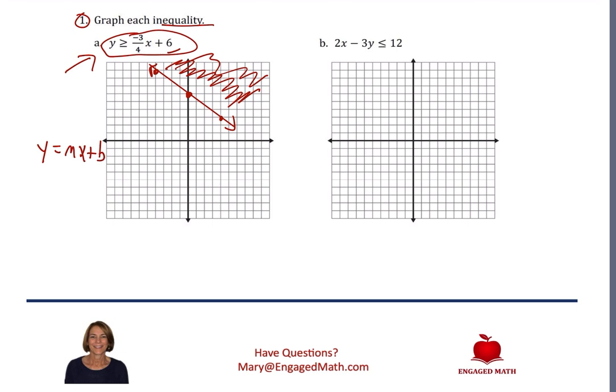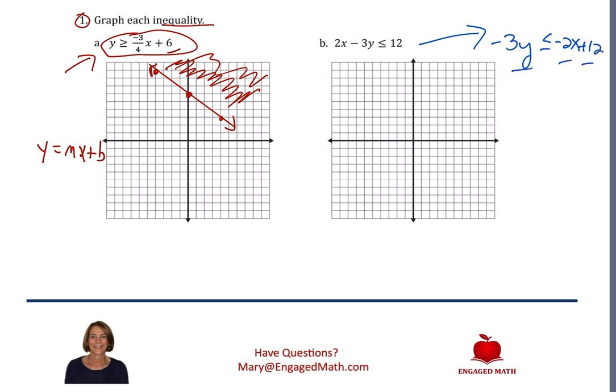Okay, the next one we can do a little bit faster for the graphing, but we do have a little bit more work at the beginning to get this into y equals mx plus b form. By the way, we could also graph this one by using intercepts. I'm choosing to graph it by rewriting it in y equals mx plus b form. So I have negative 3y is less than or equal to... I'm going to move that 2x to the right by subtracting it from both sides. So negative 2x plus 12.